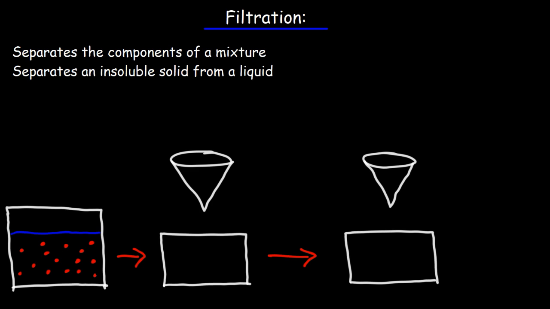This is basically a lab technique that can help you to separate the components of a mixture. A mixture is basically two or more substances combined. Now, specifically, it helps you to separate the components of a certain type of mixture, one that contains an insoluble solid and a liquid. A good example would be, let's say, lead-2 chloride and water. Lead-2 chloride does not dissolve in water, so it's insoluble.